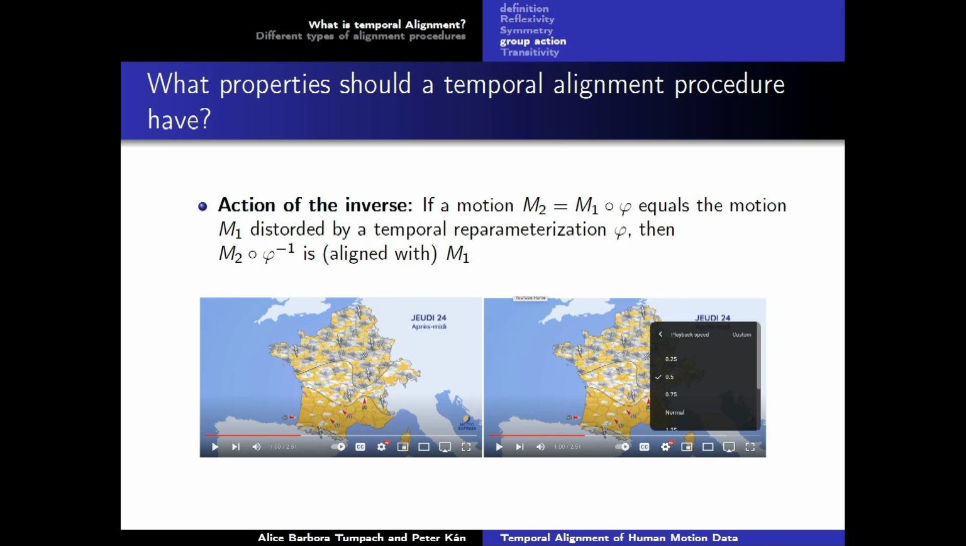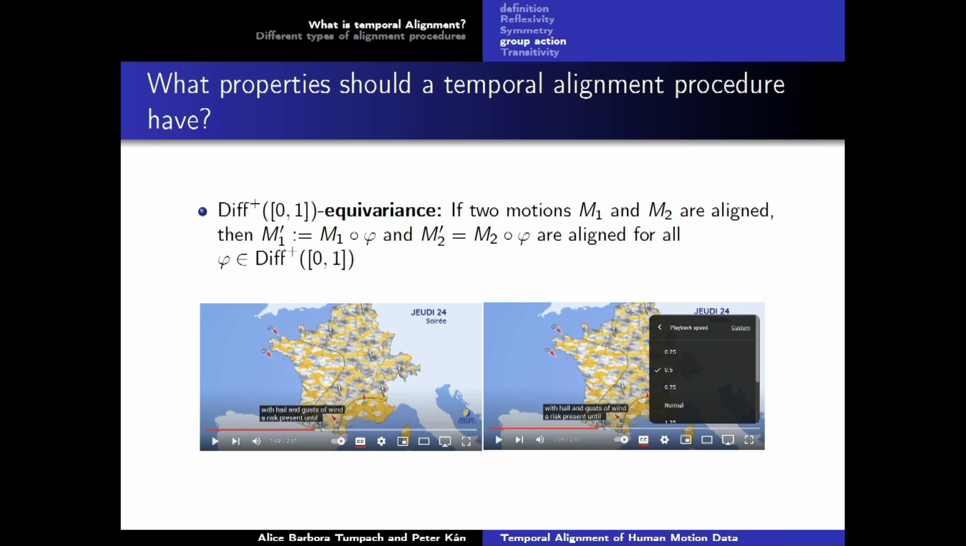So there is a group action acting on videos. That's what I'm talking about here. And there is also an equivariance behind this. If two videos are aligned, and then you reduce the speed of both of them by 2, let's say, they will still be aligned. Meaning that if you play them simultaneously, the movement will always be synchronized. So this is the equivariance by the group action.